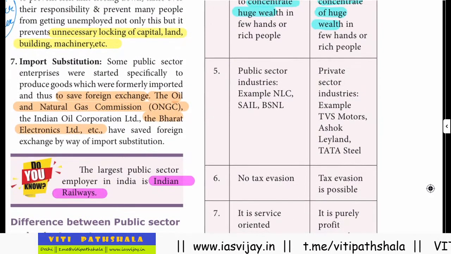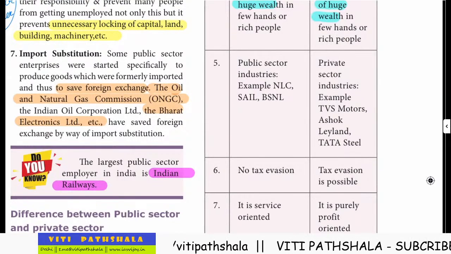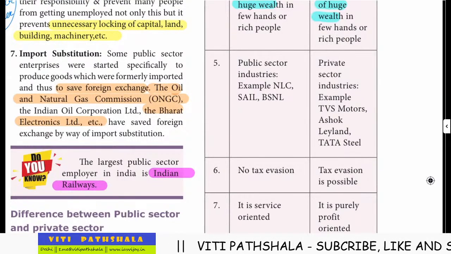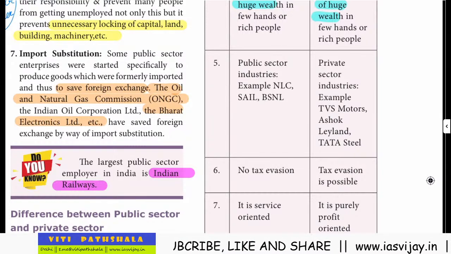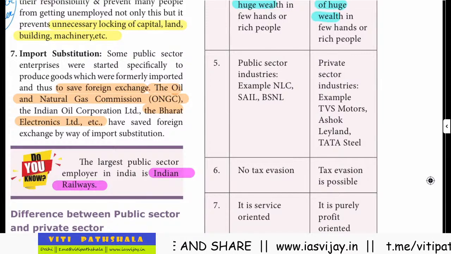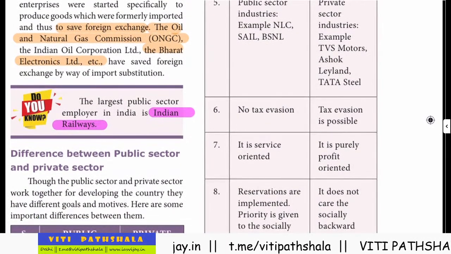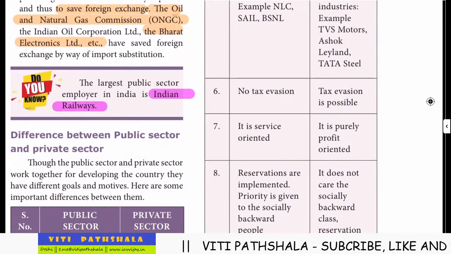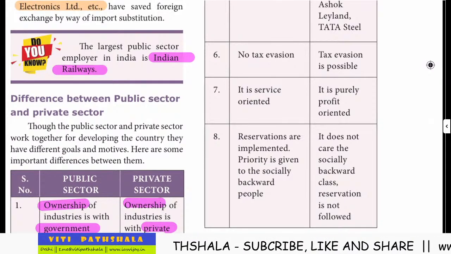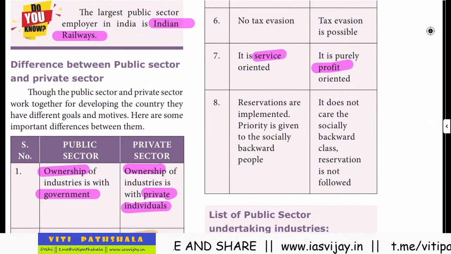Public sector industry examples are NLC, SAIL, BSNL. Private sector industries are like TVS Motor, Ashok Leyland, Tata Steel. Next comes tax evasion. In the public sector there is no tax evasion; in the private sector tax evasion is possible. The public sector is service oriented, while the private sector is purely profit oriented. Here you have to do social service, there you have to maximize profit.